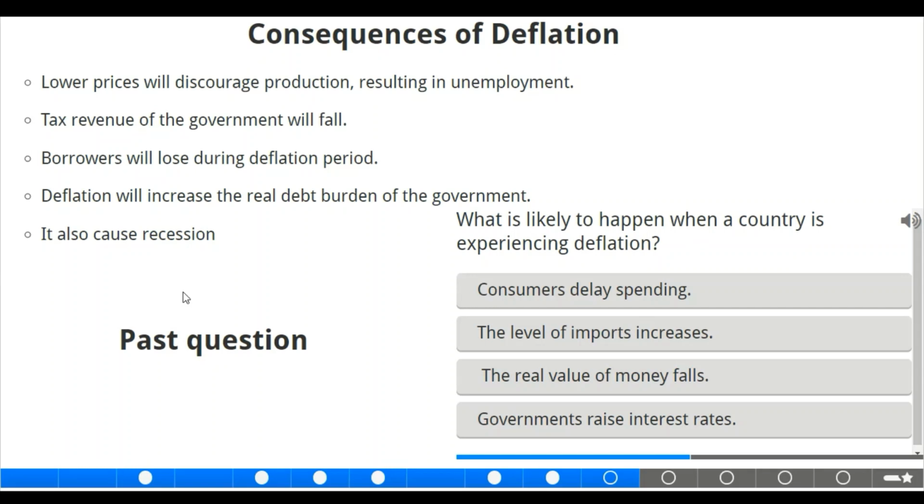Of course, that is true, and it also leads to what? It also causes recession. That is, when demand and price continue to fall, the firms are forced to close down, and enough profit is not being made.